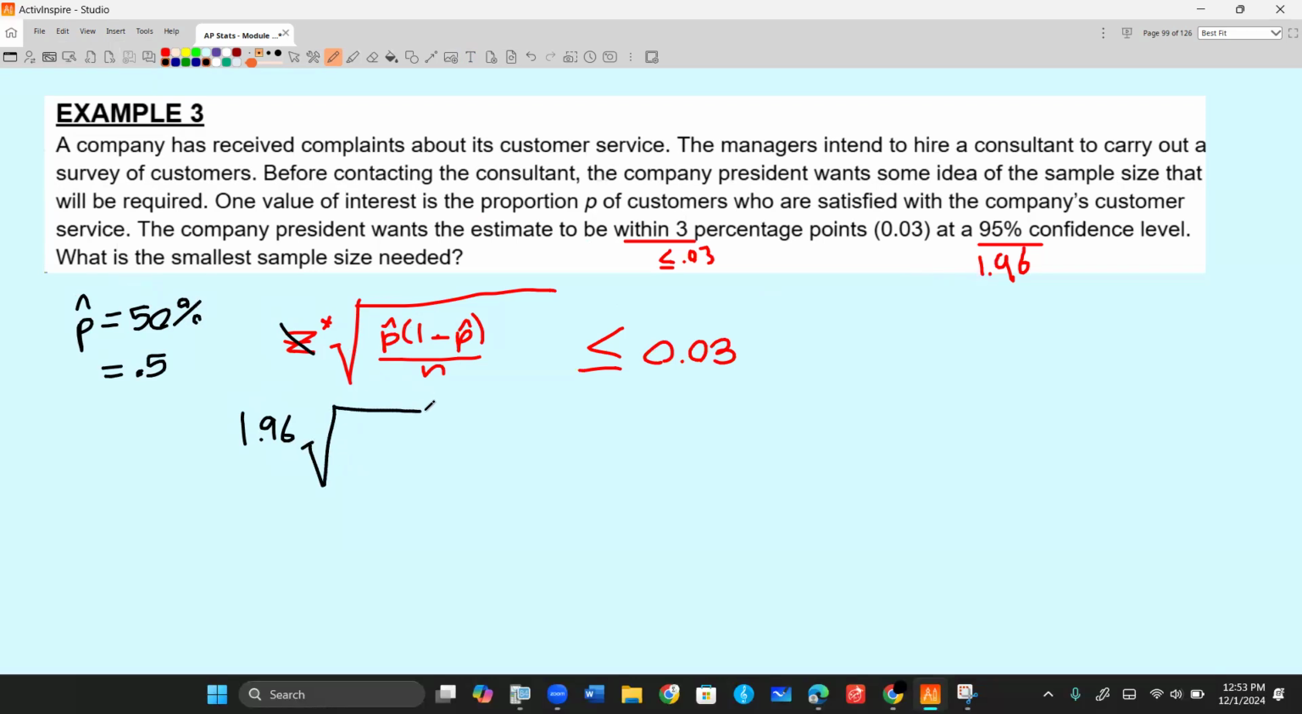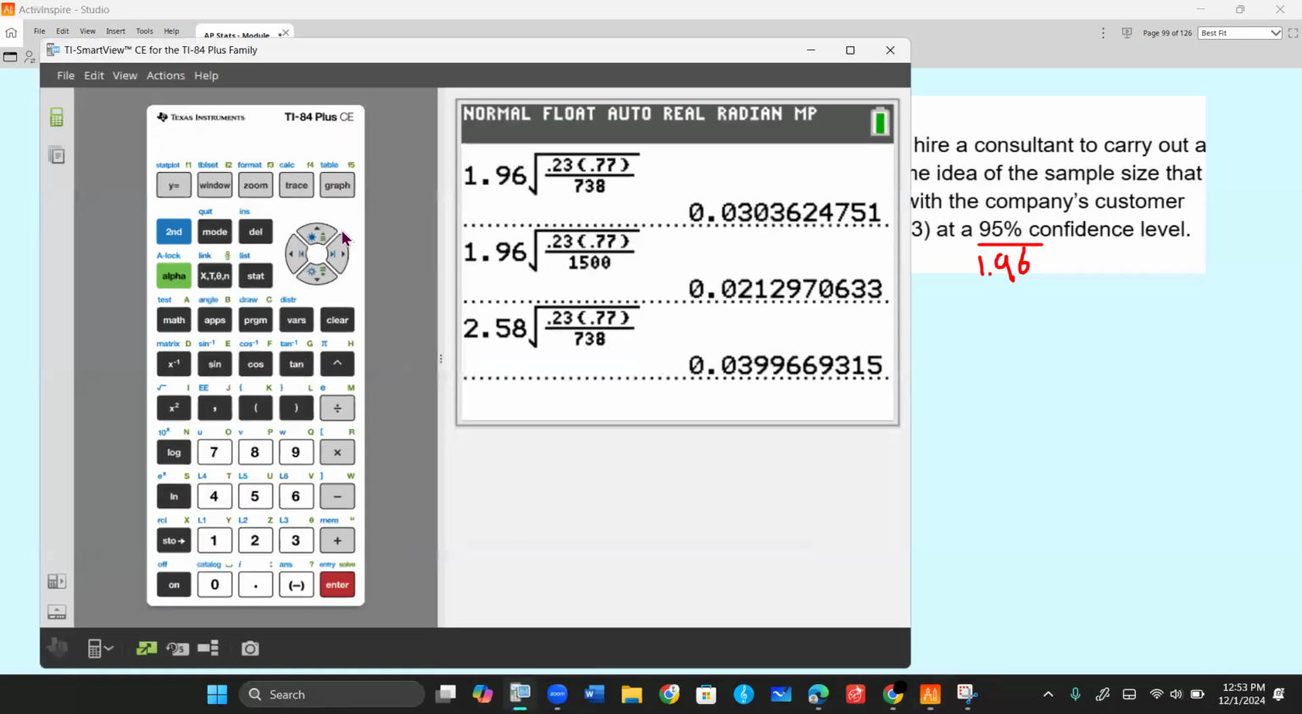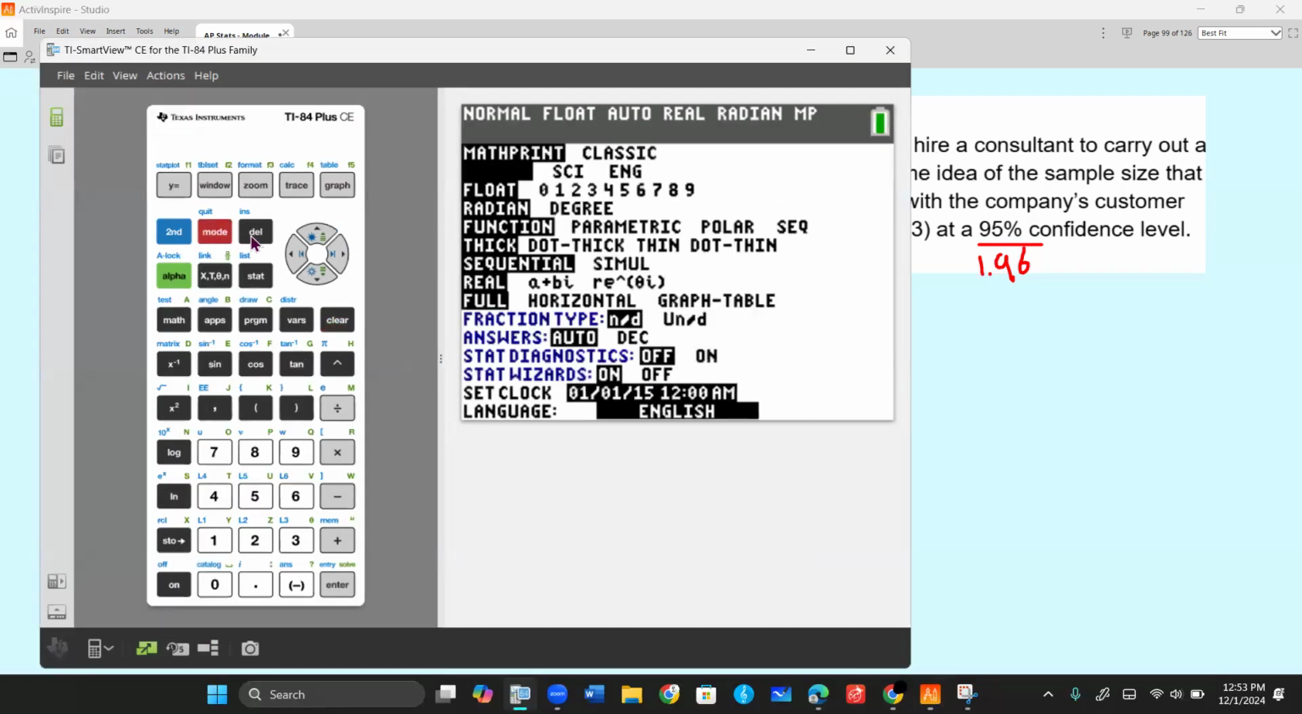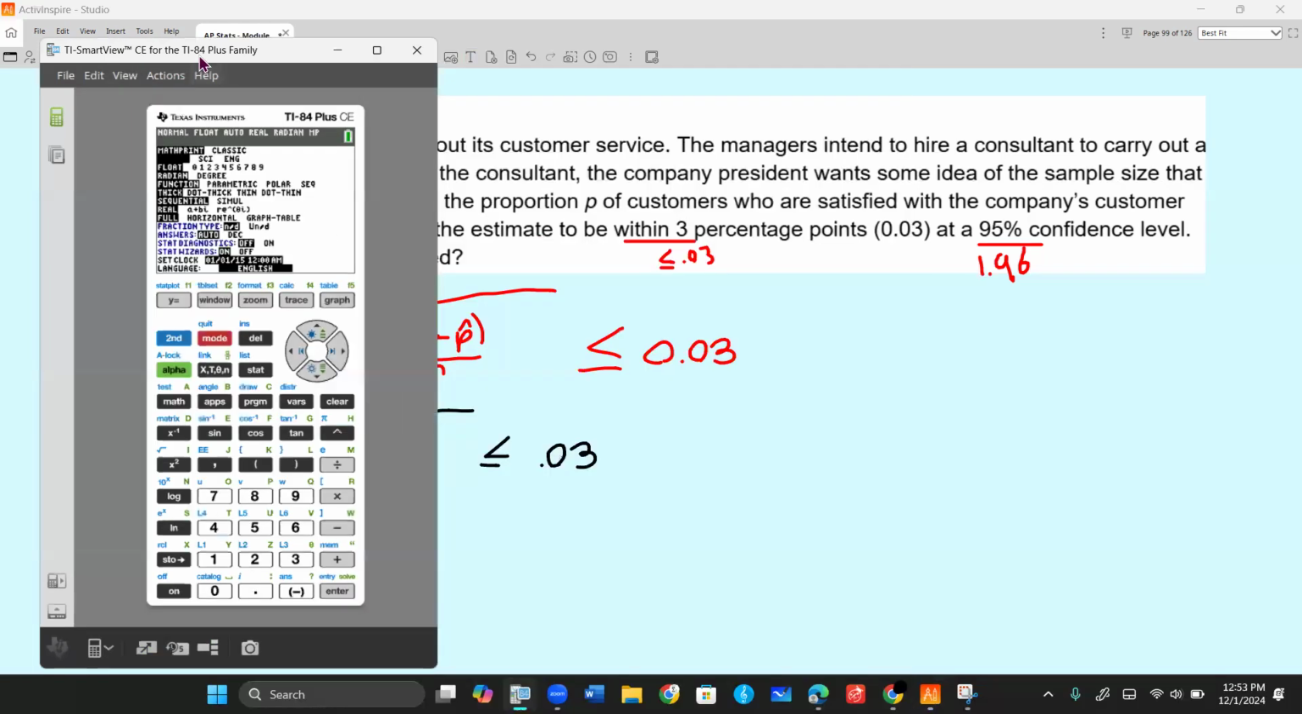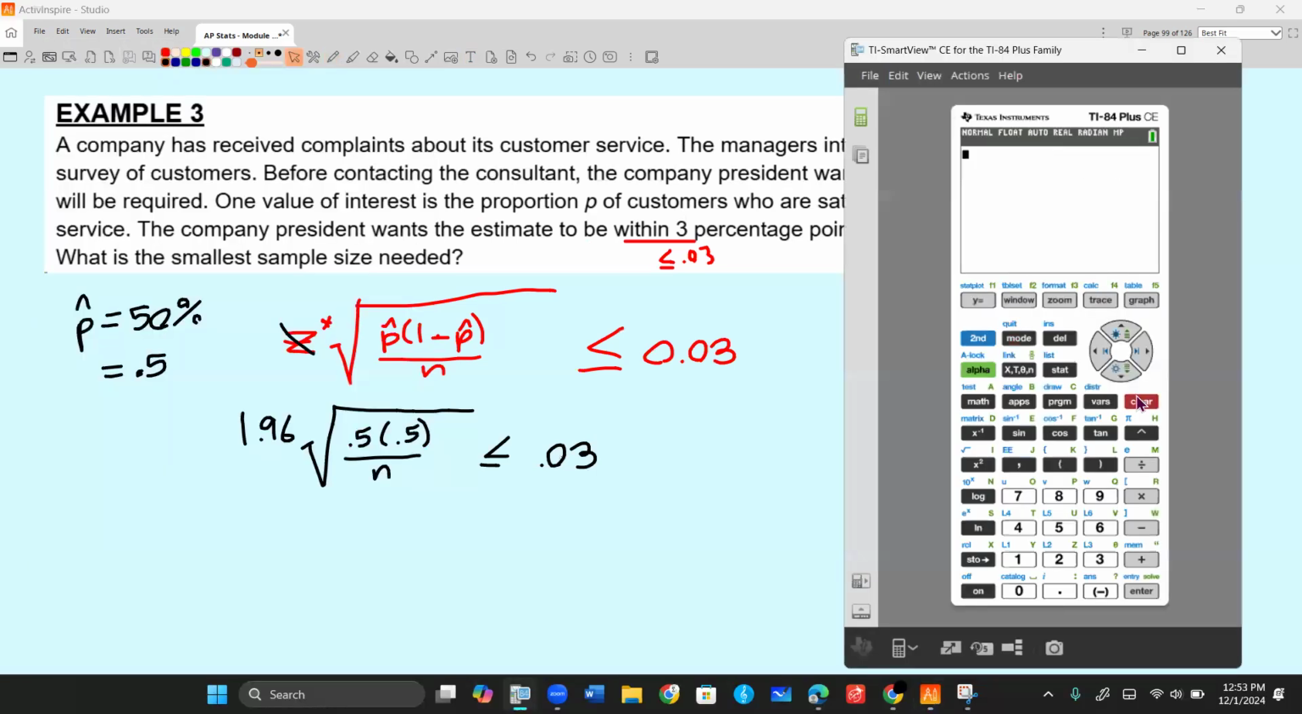So we'll do 0.5, 1 minus 0.5, which is also 0.5, over n, less than or equal to 0.03. And that's what you want to solve. Now let's talk about what that looks like informally before I get into all the ins and outs of what that equation looks like. Let me go over here for a moment.